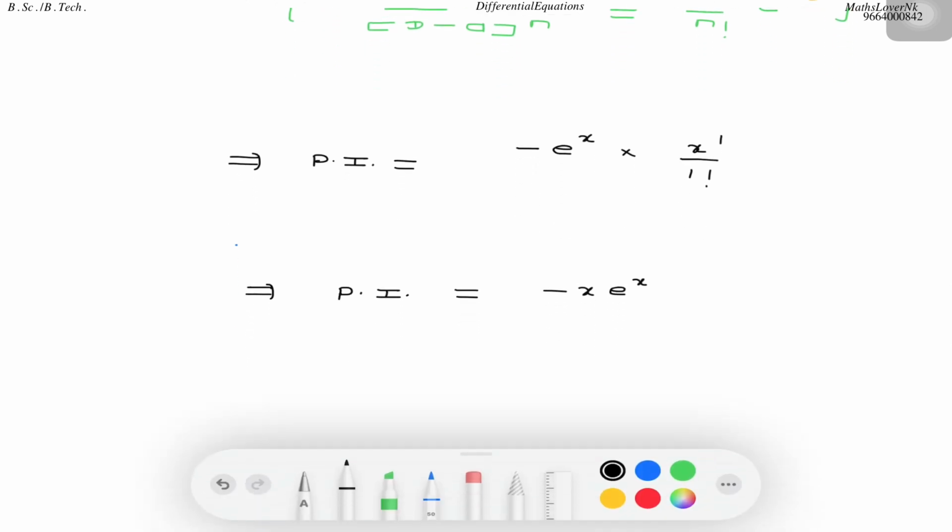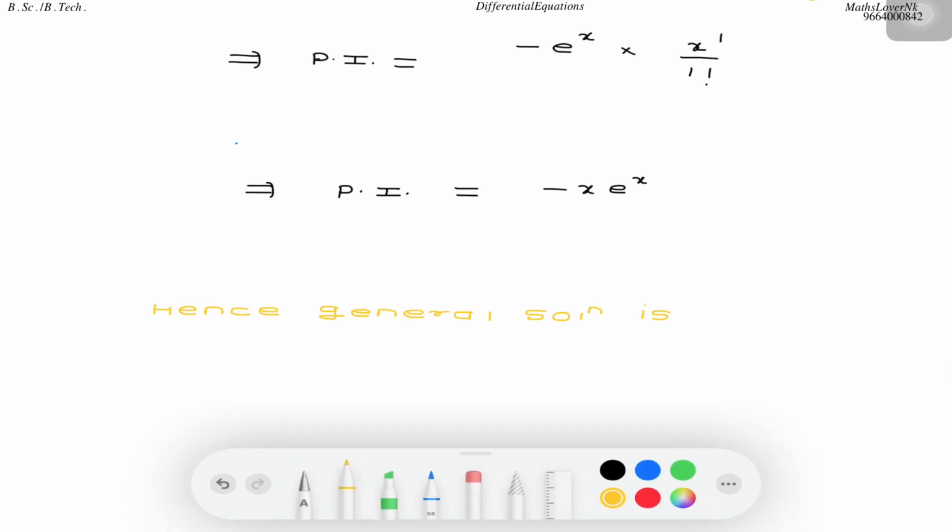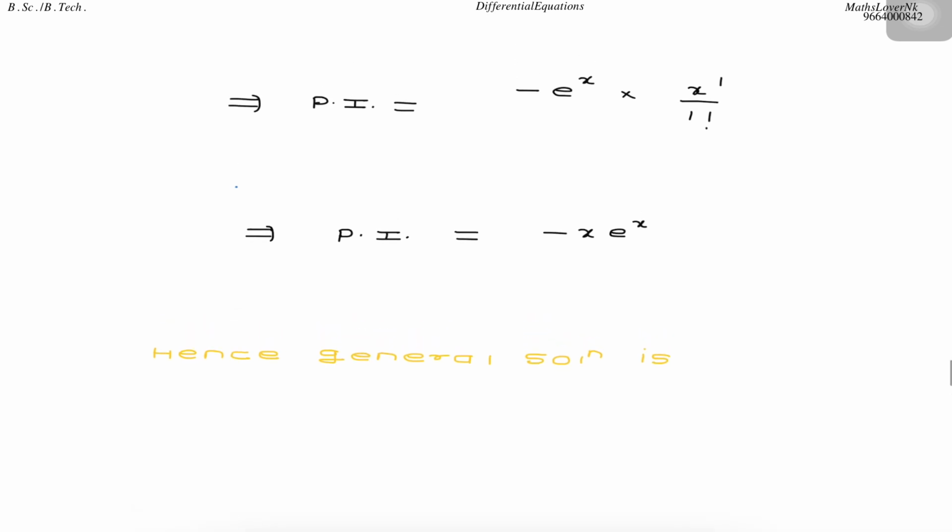Hence the general solution is y = CF + PI. CF stands for complementary function, PI stands for particular integral.